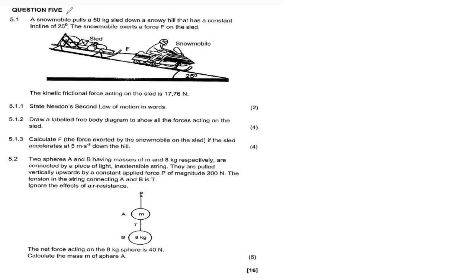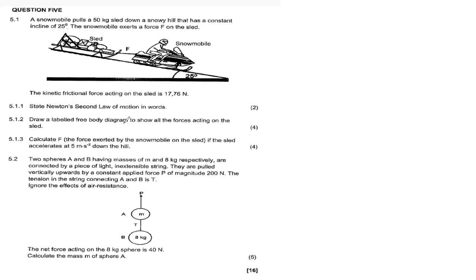Okay, so we have question 5 still on Newton's second law. It says the snowmobile pulls a sled down a snowy hill that has a constant incline of 25 degrees. The snowmobile exerts a force F on the sled. And then down here, it says the kinetic frictional force acting on the sled is 17.76 newtons. 5.1.1 says state Newton's second law of motion in words.